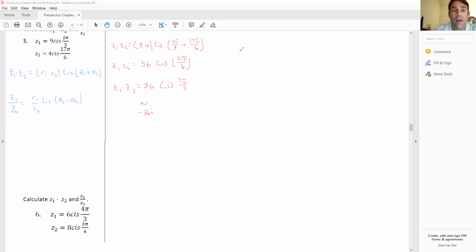All righty. And then when we divide them, we are going to divide the R values. So 9 divided by 4. And we're going to subtract the angles. So 2 pi over 3 minus 17 pi over 6. So when we divide them, we end up with 9 over 4.